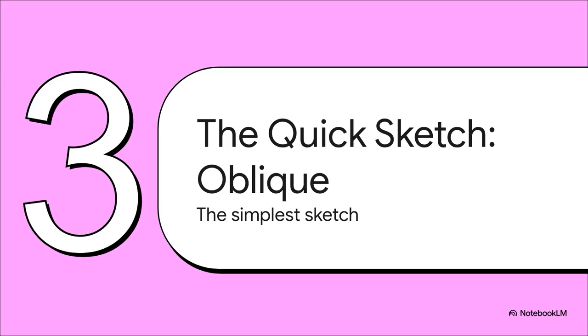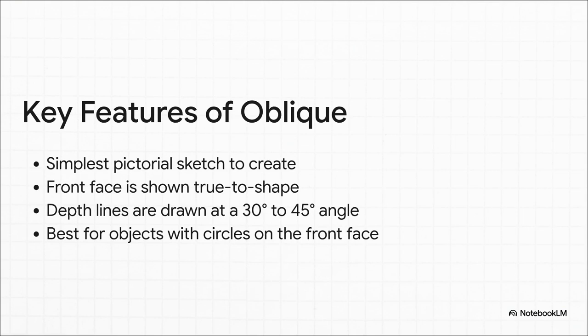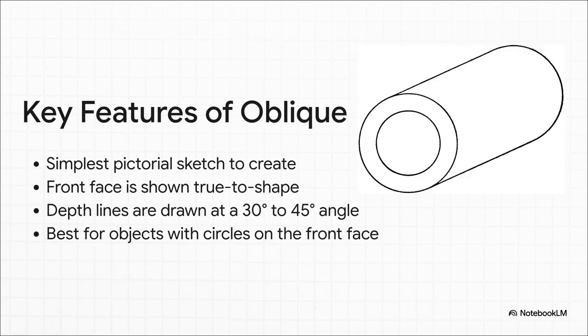Let's kick things off with our first tool, the oblique sketch. Seriously, think of this as your go-to for just getting an idea on paper, like right now. It is by far the simplest type of pictorial you can possibly create. The magic of an oblique sketch is all in its front face. You draw it straight on exactly as you'd see it with 0 distortion. Circles are perfect circles, right angles are right angles. The whole 3D effect comes from these depth lines that you just shoot back at an angle.